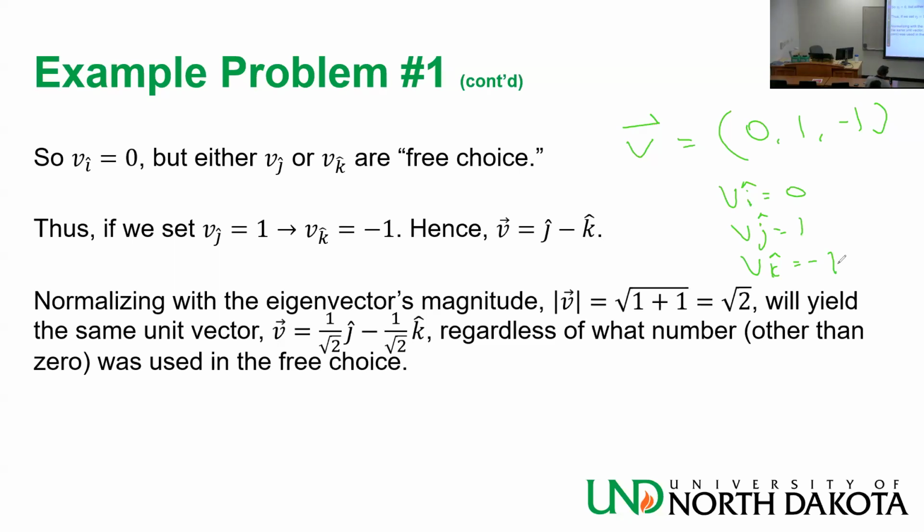Okay, 0 plus 1 squared plus minus 1 squared. Square root of 2. Very nice. Now I come here and I divide everything by square root of 2. I get this answer. Now, how about I do this?